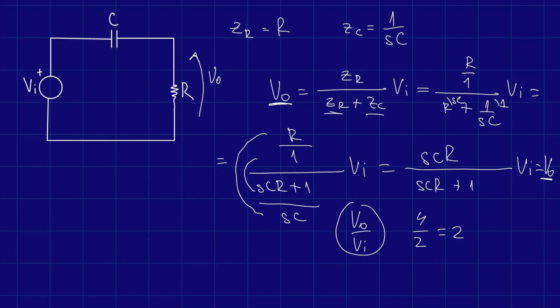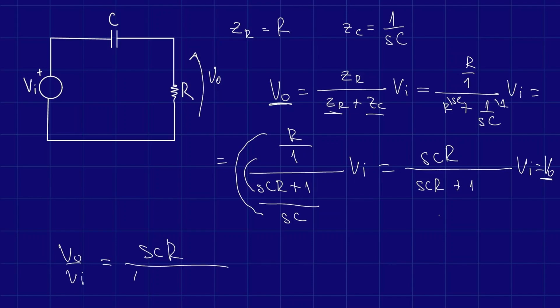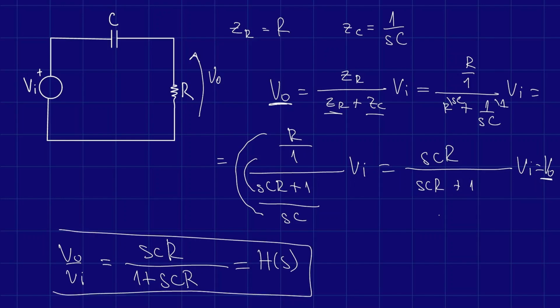So I said this just to get some intuition, but to arrive at VO divided by VI, we just divide by VI, and we have that VO divided by VI equals SCR divided by 1 plus SCR. This just seems better looking. And this we also call our transfer function, which we write like this, H of S.